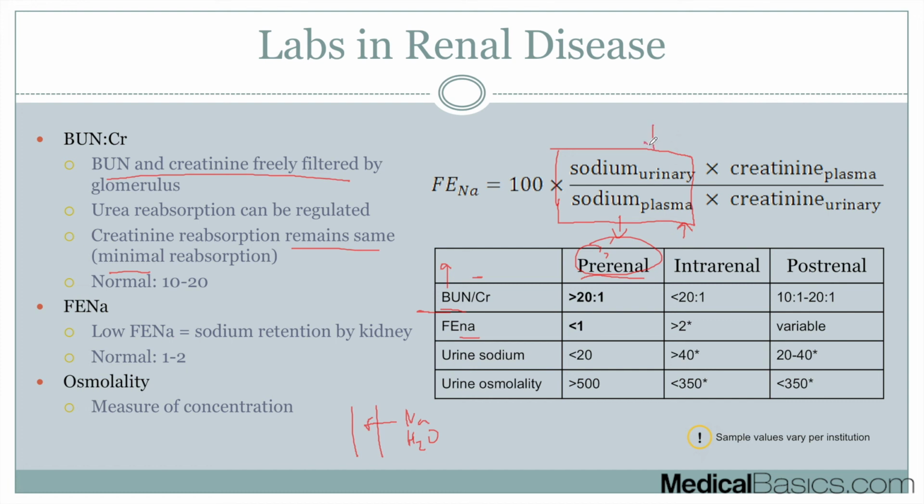That means you're going to have lower sodium in your urine, because you're taking sodium out of your urine and putting it into your blood. So your sodium is going to be higher in your plasma and lower in the urine because you're just not excreting as much. This makes complete sense of why the FeNa is going to be low. It's going to be less than 1 in prerenal disease for this exact reason. We're holding on to sodium and excreting less sodium in the urine.